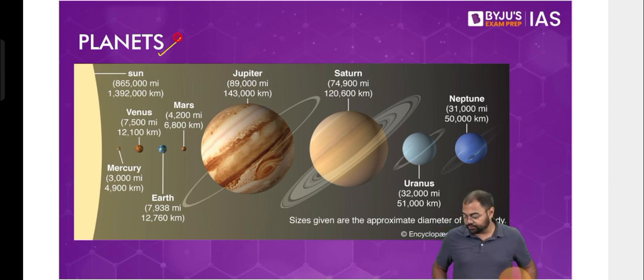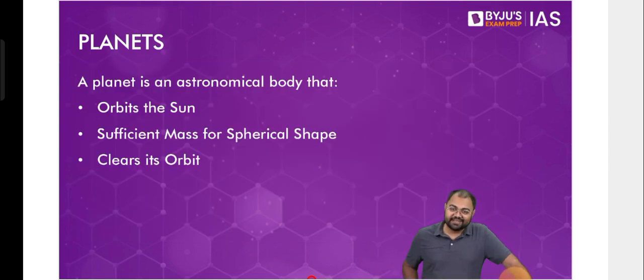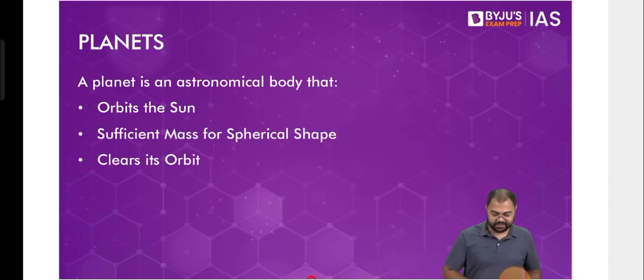Now, from the perspective of planets, first and foremost, what we need to understand is how exactly we define something as a planet. You might know that, for example, all these are called planets. Now, for something to be defined as a planet, there are a total of 3 criteria. And if these 3 criteria are met, then you'll say that these are planets. Now, what are these 3 criteria?